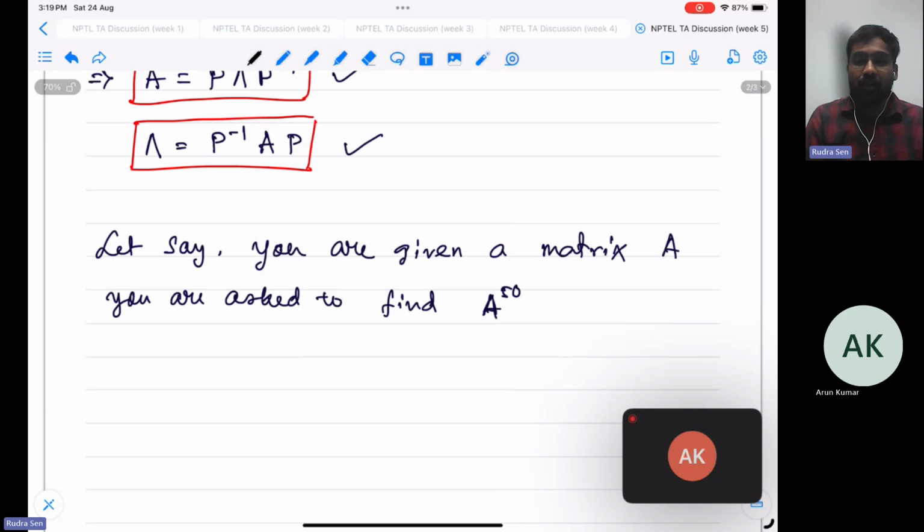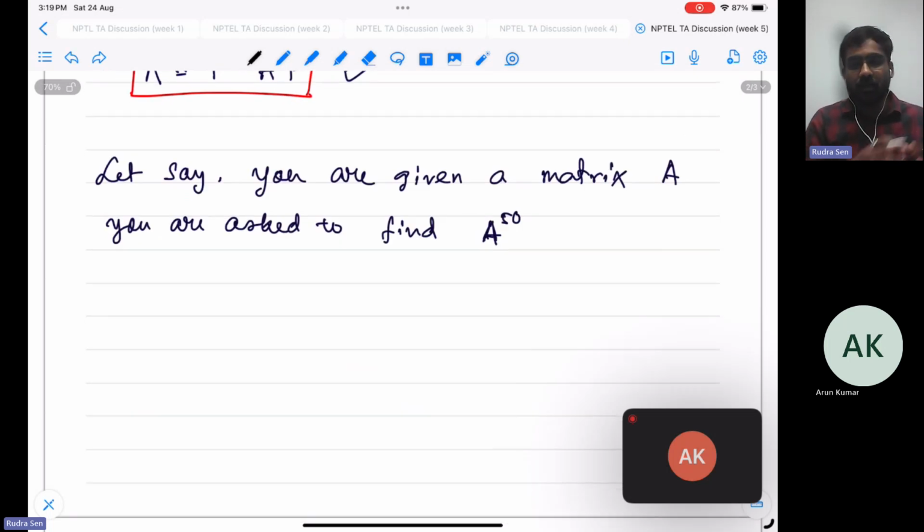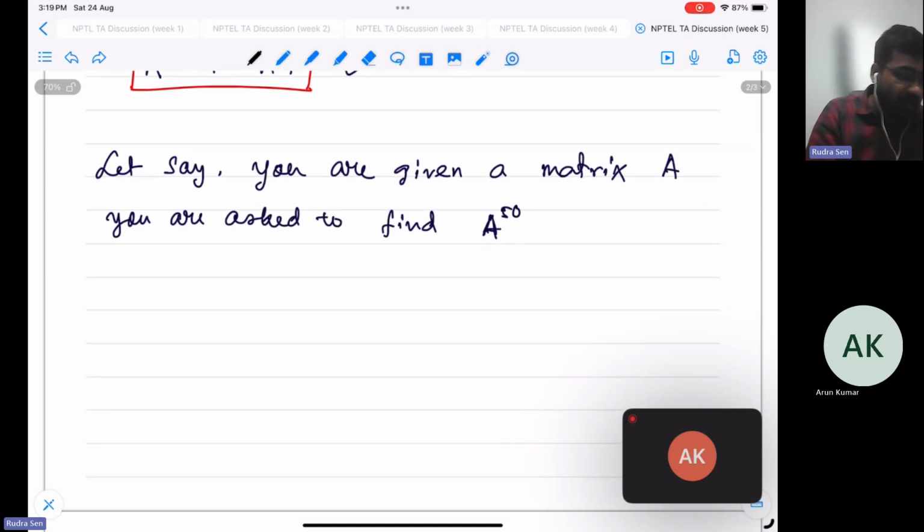Let's say you are given a matrix A and you are asked to find A to the power 50. If you do not have the concept of diagonalization, you multiply A 50 times. But this is basically a cumbersome process, a very complex computation. Let's say you are asked to find A to the power 500. Then you have to multiply 500 times, which is very difficult.